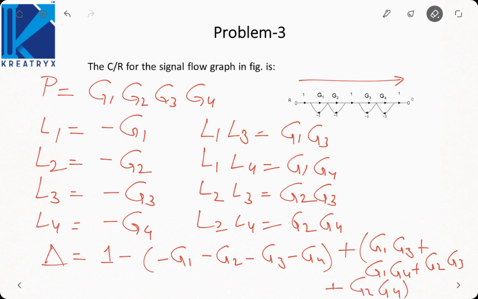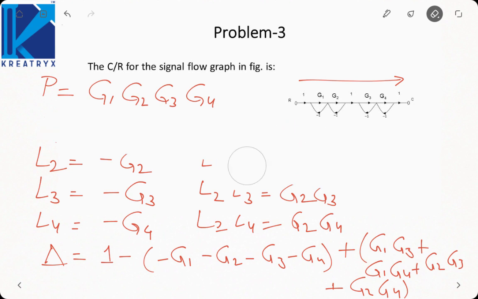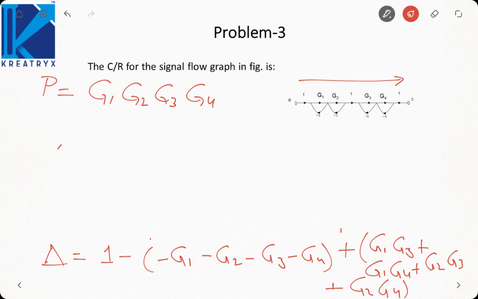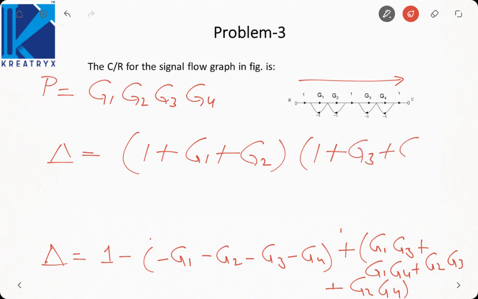Okay, so if we simplify this one, here I am rubbing these loops. If we simplify this, what we will get is delta is equal to 1 plus G1 plus G2 into 1 plus G3 plus G4. This would be my delta.